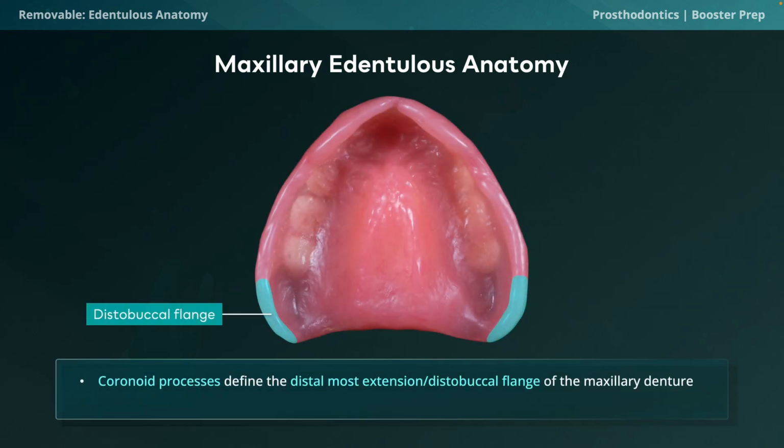Next point concerns the coronoid process, which defines the distal most extension of the maxillary denture, otherwise known as the distobuccal flange area, and it does so during the border molding process. Now, if this isn't done properly and we end up with a distobuccal flange that is too thick or too wide, let's say, we can have interferences with the patient's mandibular movements. In other words, when the patient moves side to side, the coronoid process is going to hit the bulky distobuccal flange, causing soreness, mandibular restriction, or even dislodgement of the denture.